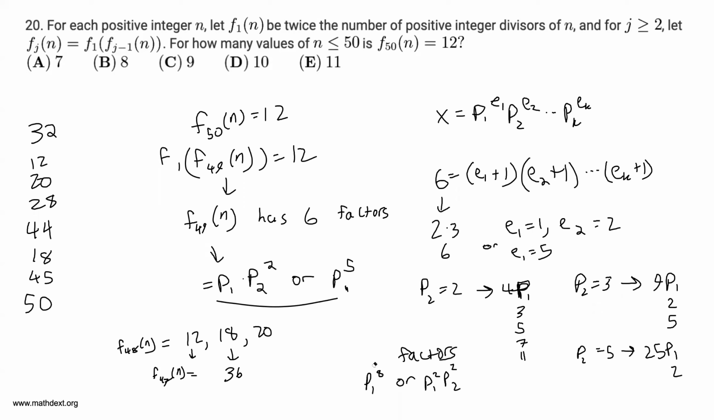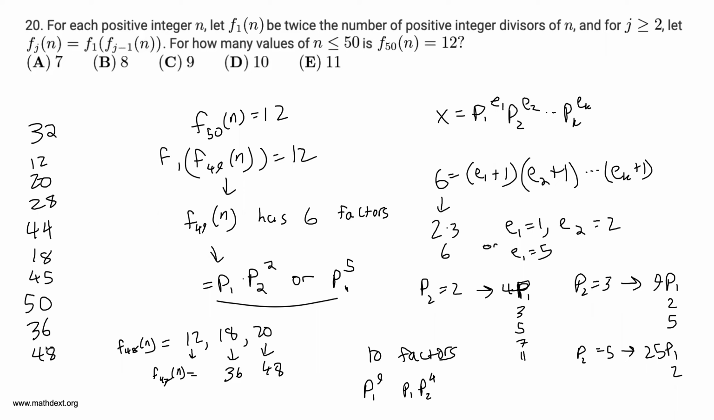What else? If a number has 10 factors, take a look at the number of factors formula. You're either going to have a prime to the power of 9 or a prime times another prime to the power of 4. And the only number that satisfies that requirement is 48. So F47 of n can be equal to any of these.